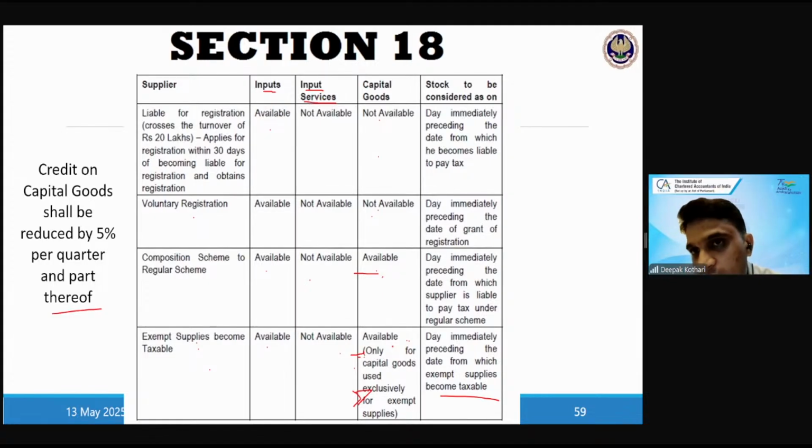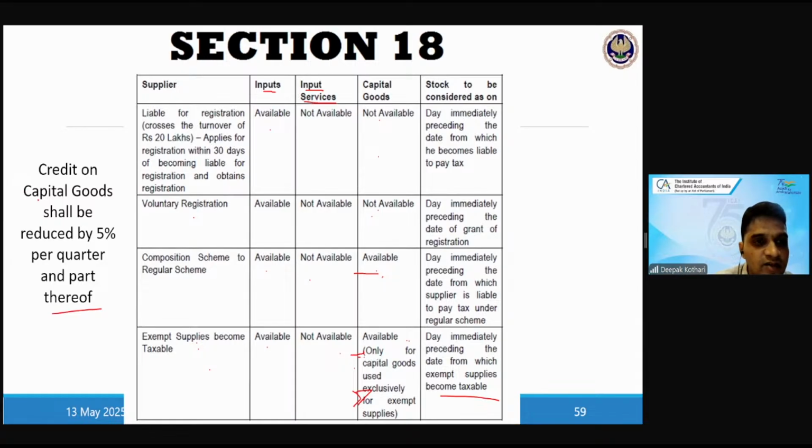When you're going from composition to regular and from exempt to taxable, you have to reduce 5% per quarter for the plant and machinery. If it was used for 10 months, how many quarters are there in 10 months? 15%? How, brother? How many quarters are there for 10 months?